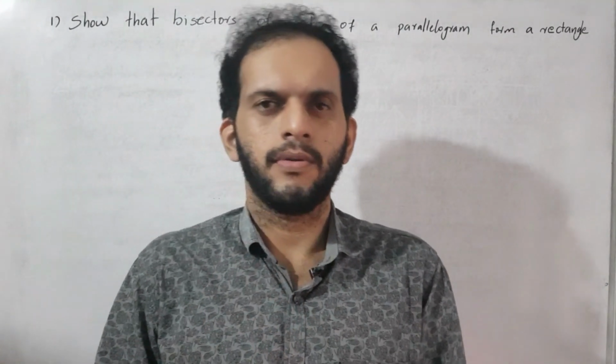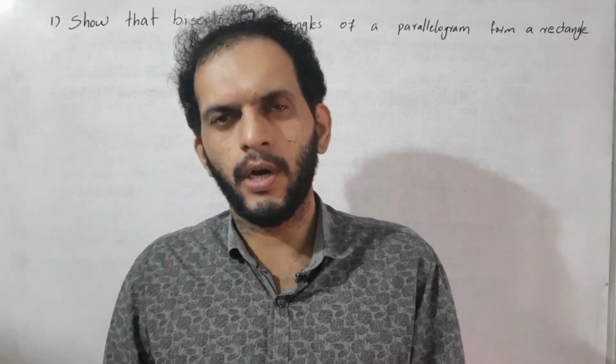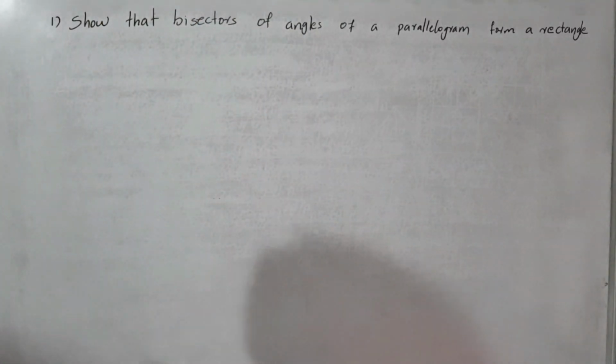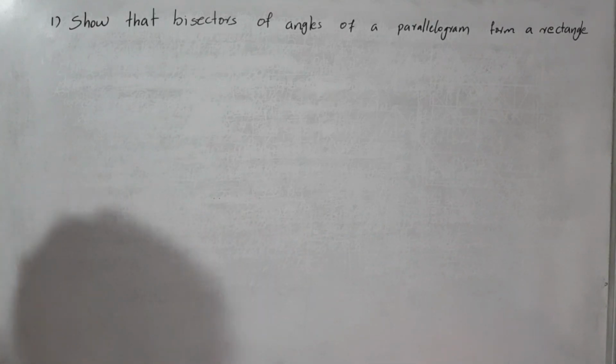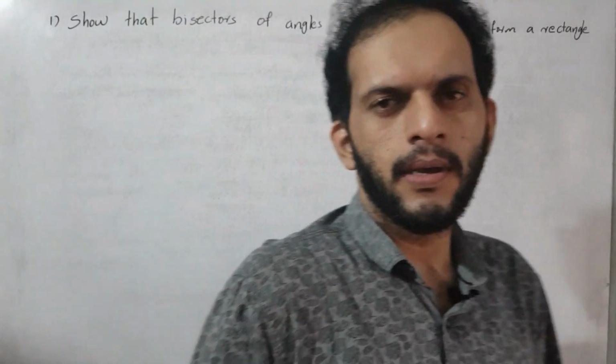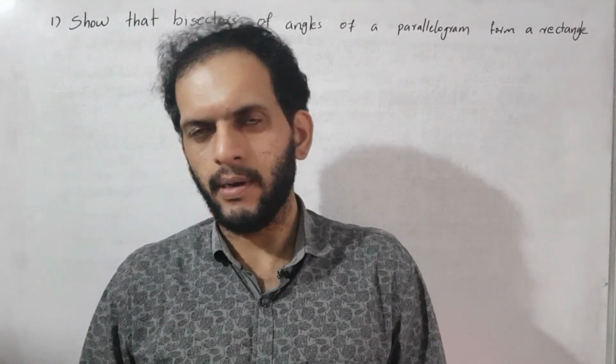In the last class we started to apply the properties of a parallelogram. We do some more questions, so we are continuing that. The question is like this: show that the bisectors of the angles of a parallelogram form a rectangle.